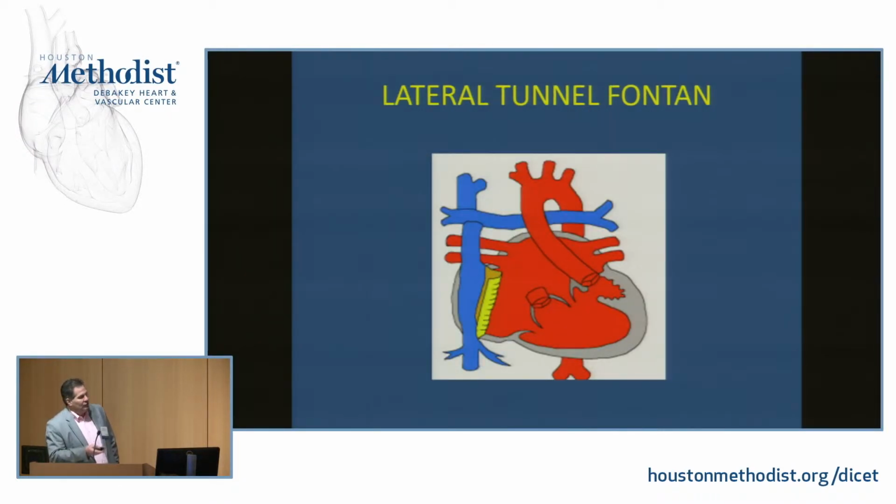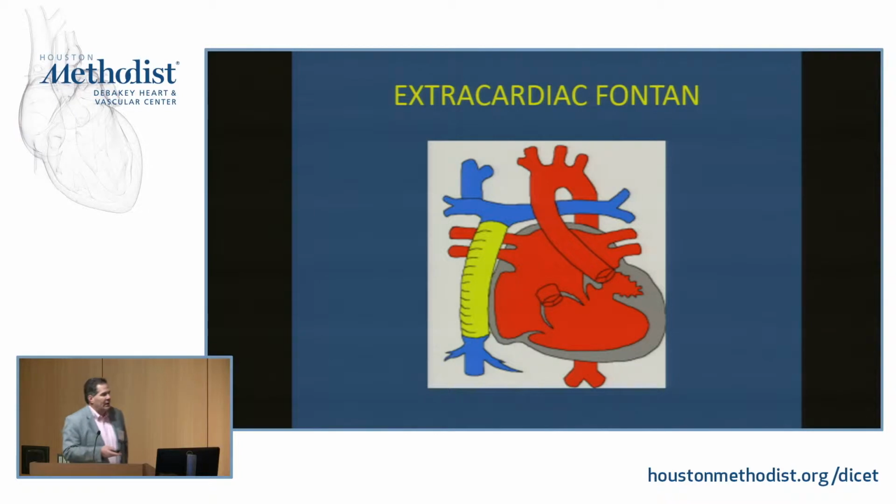This is just a picture of a lateral tunnel. There's been a layer of material which is isolating a portion of the atrium, still using the lateral wall of the atrium, and that flow is directed up to the pulmonary artery. A fenestration would be a hole in that connection. And then an extracardiac conduit is just channeling the IVC return around the heart, and you can make a fenestration connecting that to the atrium and then directing that to the pulmonary artery.